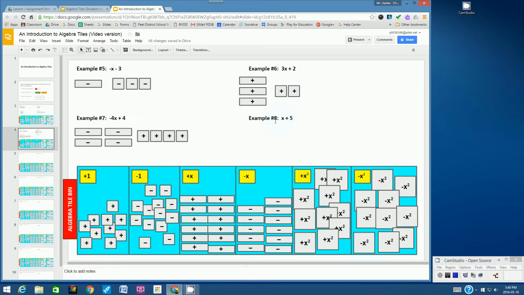All right, let's have a look at example 8. Very simple one here: x. Again, if there is no number in front of a letter, then assume it's 1. So this is 1x, and it's positive. Let's bring over a positive x tile. And then we look at what integers remain. We have a positive 5.